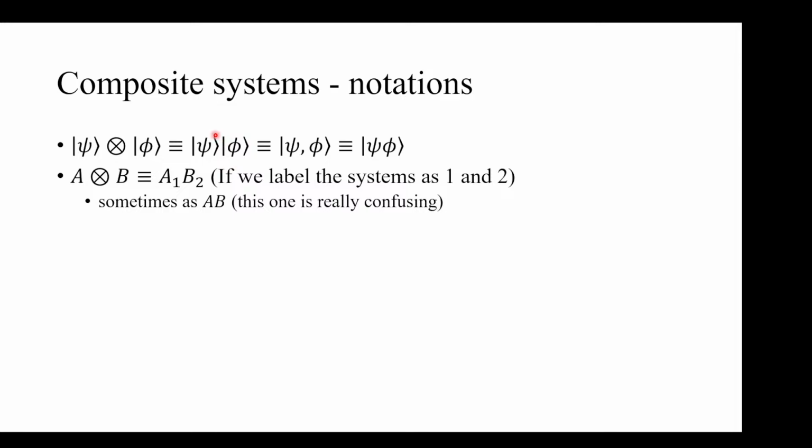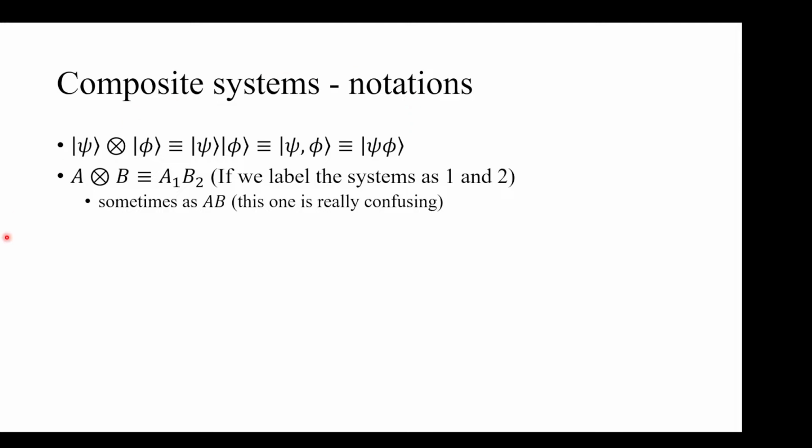Sometimes we are even too lazy to write down the middle part, so we just write psi comma phi. Sometimes this gets confusing, but usually it's okay. And sometimes we are even too lazy to write the comma, so we just write psi phi. Those are the notations you might encounter that mean the tensor product of quantum states on two systems. This notation can get ambiguous sometimes, but usually it's okay.